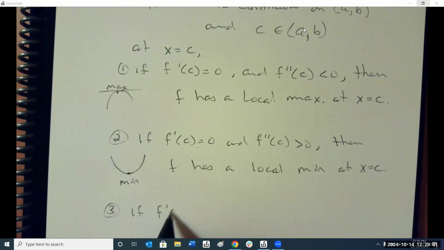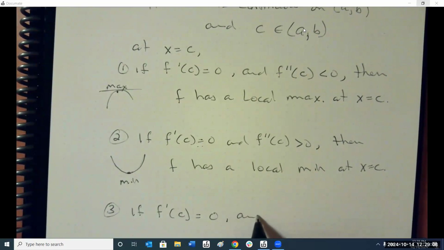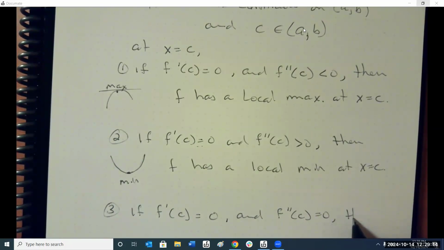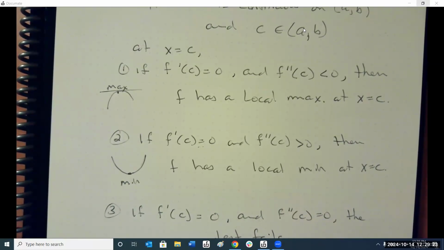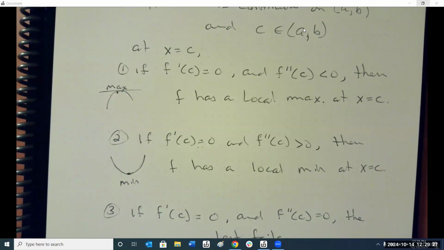And lastly, if f prime of C equals 0 and f double prime at C equals 0, the test fails. Or you can't use it to test anything, because it's not a condition that has to exist.